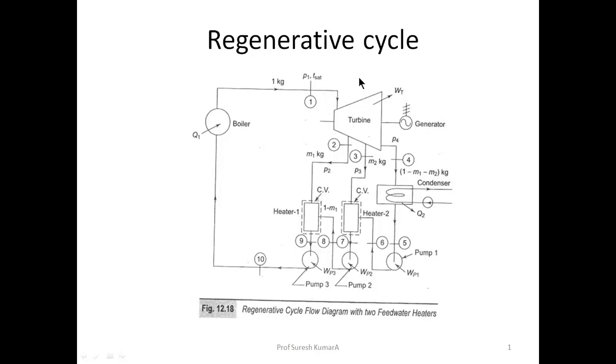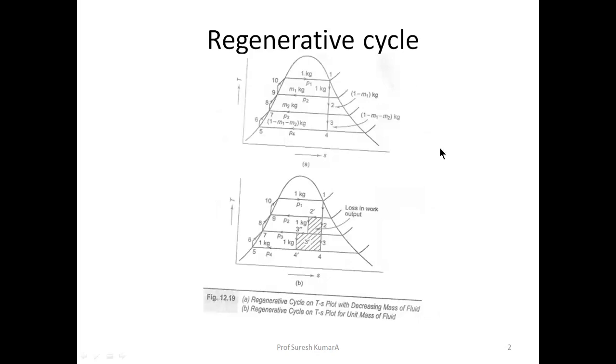Okay, so next I will show the same on the TS diagram. I have explained in detail in the last class. See here what happens, this is 1 to 2, 2 to 3, 3 to 4, the turbine expansion. 1 to 2 is the isentropic expansion taking place in the first stages of the turbine. When it reaches state 2, M1 kg has been bled out. We can see here the M1 kg is going on the left side, so it has been bled out to the feed water heater.